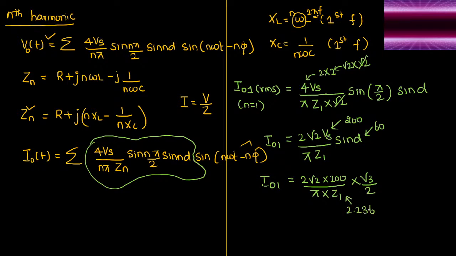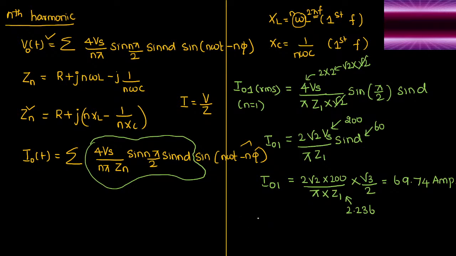2.236. What can be the expected answer now? First take 2 multiplied by 200, you will get 400. Then multiplied by root 2, then multiplied by root 3, then divided by pi, again divided by 2.236, then again divided by 2, one more 2. So I am getting the overall value here, what I am getting is 69.74 ampere. Very good. Already Geeta did, right? Good.